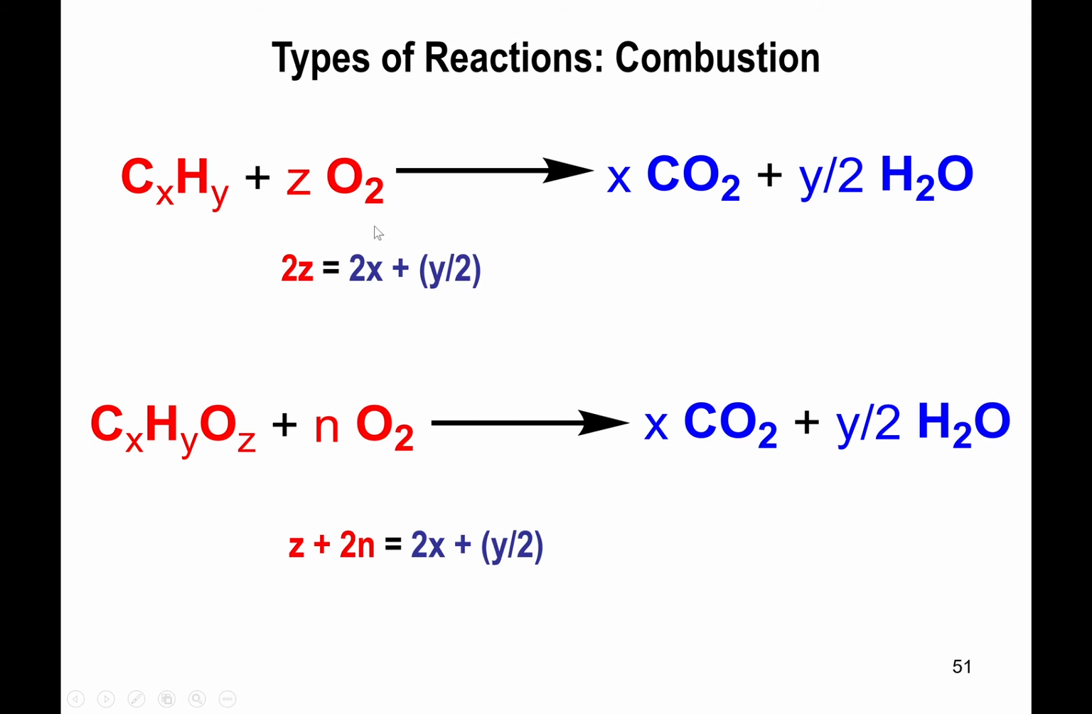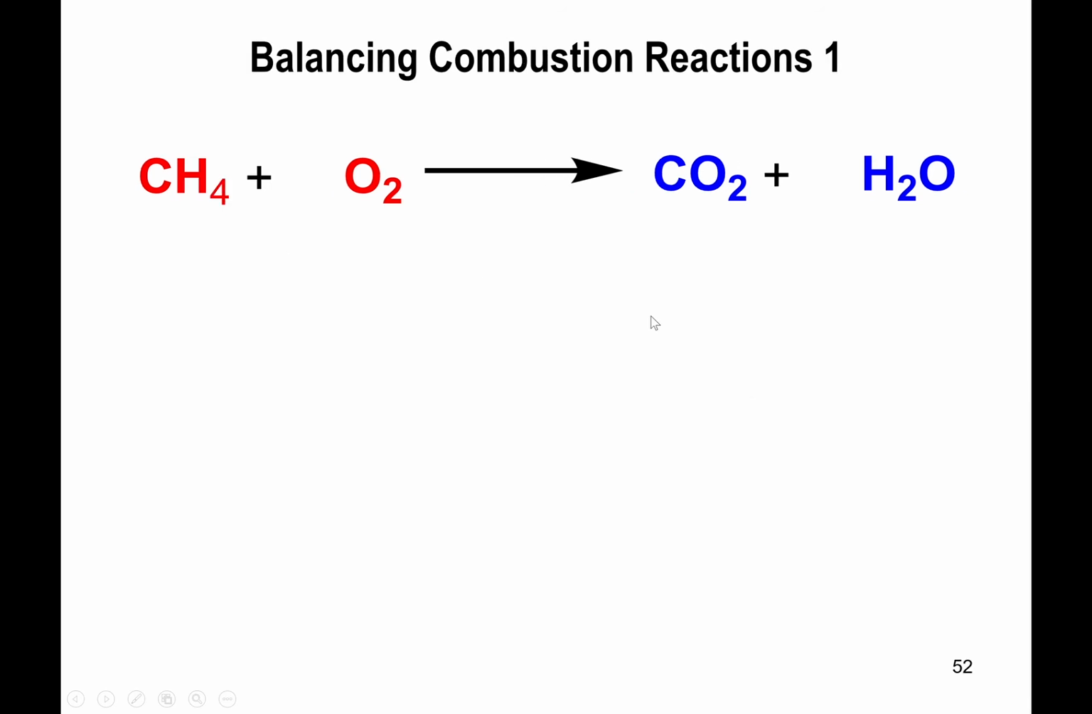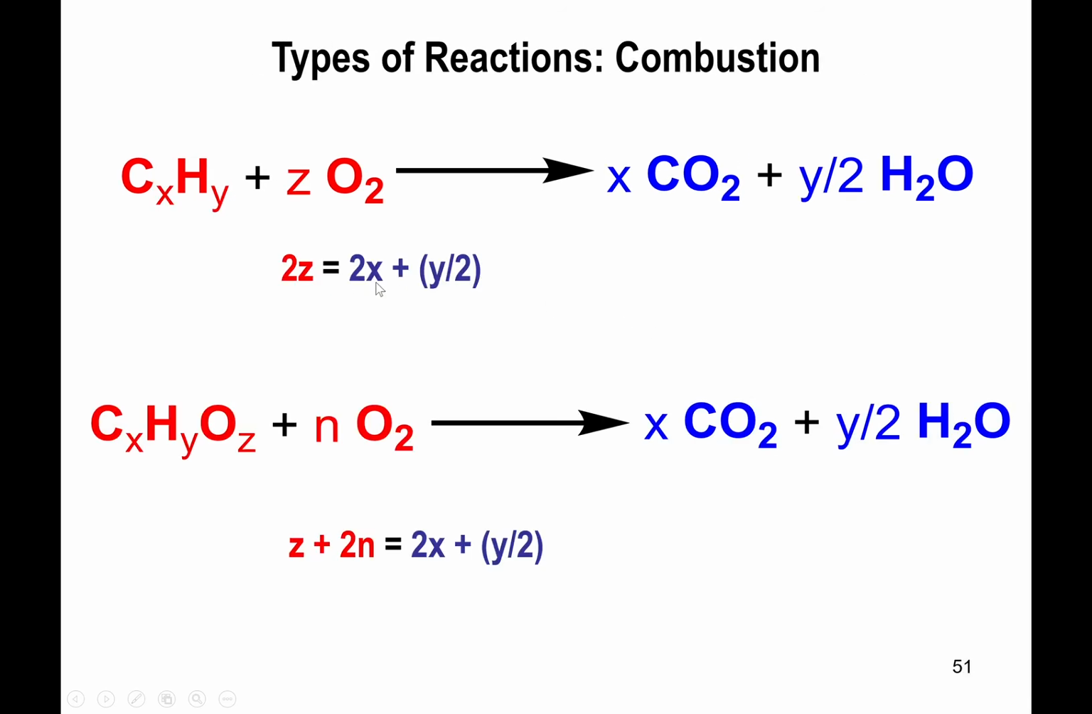which have to adapt to a total value of 2z oxygens on the left side of the equation, or alternatively a value of z oxygens plus 2n oxygens for the hydrocarbon containing oxygen. And the idea right here is that we are pretty much saying that the number of oxygens on the left side of the equation have to adapt to the number of oxygens on the right side of the equation. Alright, now what you then do is plug in the actual numbers and solve for z or n, as you will find out in a second.